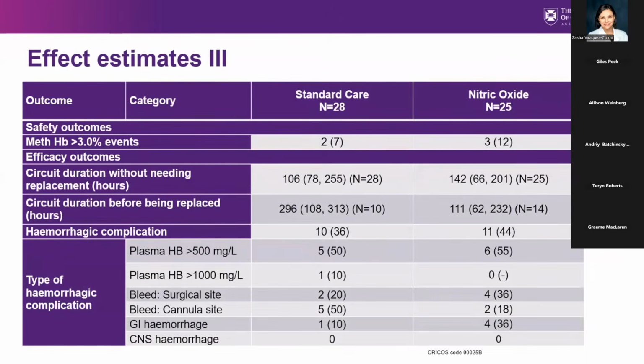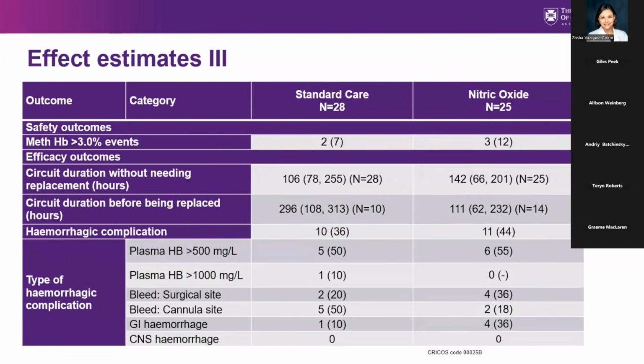So then when we looked at the safety outcomes, we looked at the MET-HB elevations more than 3% and how many events there were. What was interesting for us was that if you have a lot of free hemoglobin, that actually elevates the MET-HB, and we could see in severe septic patients that we sometimes put on, those were the ones that had MET-HB elevations independent of whether they had nitric oxide in the sweep flow or not. You can see here the circuit duration without needing replacement, which was 106 hours and 142 hours.